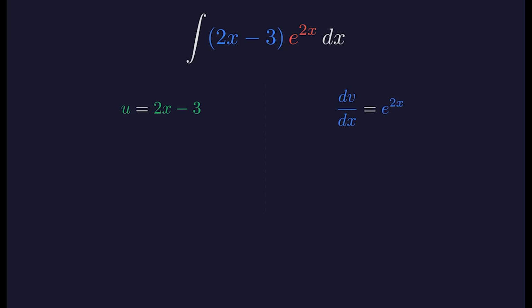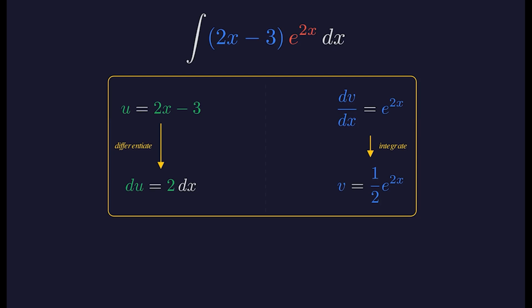As a result, with u equaling 2x minus 3, du is going to equal 2 dx. Meanwhile, with dv by dx equaling e to the 2x, v is going to equal a half e to the 2x.